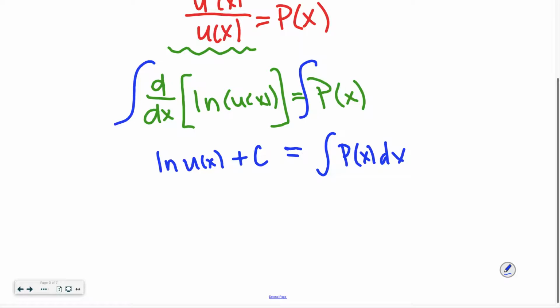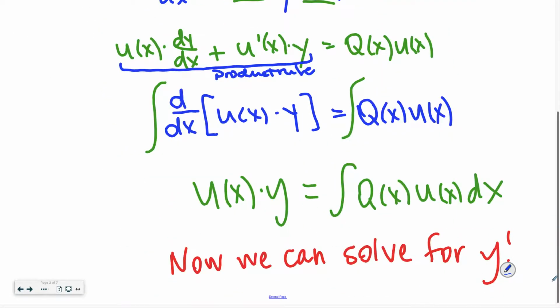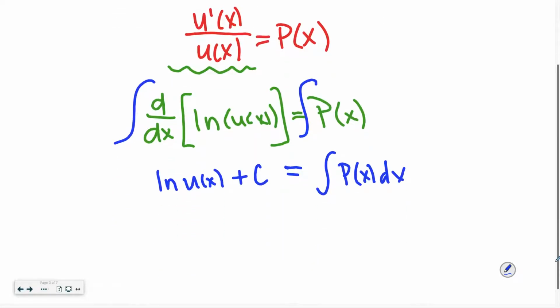Somebody asked why there wasn't a plus c with the u of x times the y over here. We could say plus c. However, we're going to do this over here and get a plus c, so it'll even out. Does that make sense? Okay.